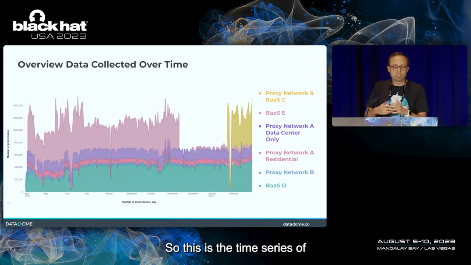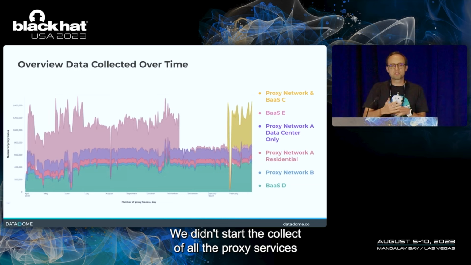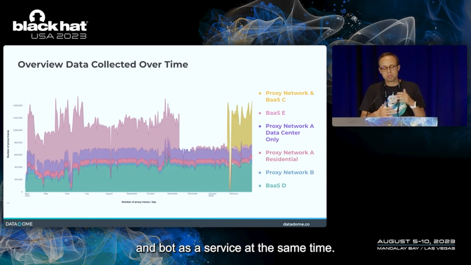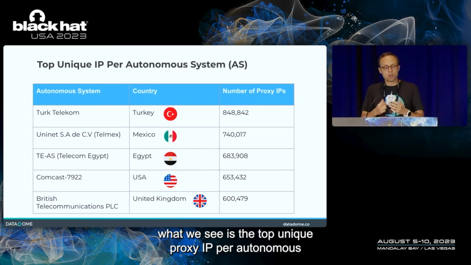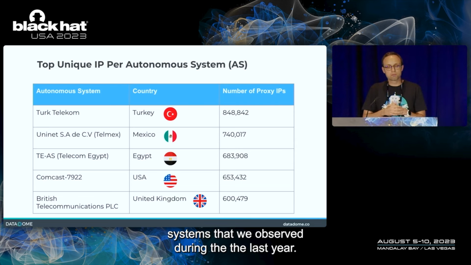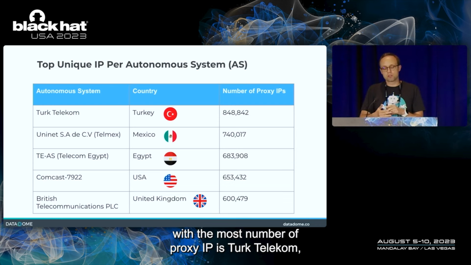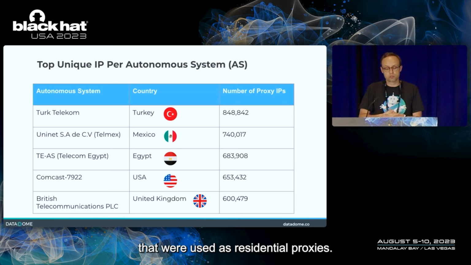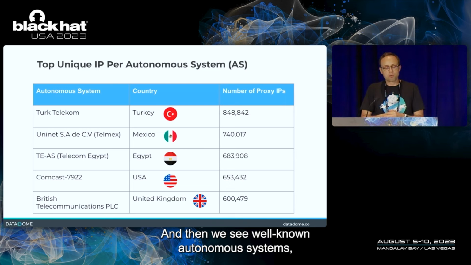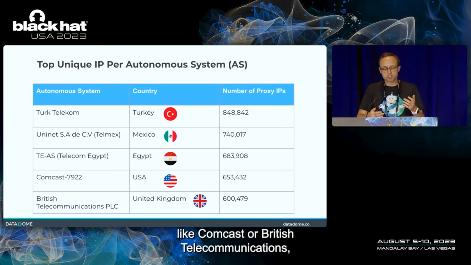So this is the time series of the data we collected over time. We didn't start the collection of all the proxy services and bot as a service at the same time, so it evolved over time. And here, what we see is the top unique proxy IPs per autonomous system that we observed during the last year. The autonomous system with the most proxy IPs is Turk Telecom, with more than 848,000 distinct IP addresses used as residential proxies. And then we see well-known autonomous systems like Comcast or British Telecommunication with more than 600,000 residential proxies.